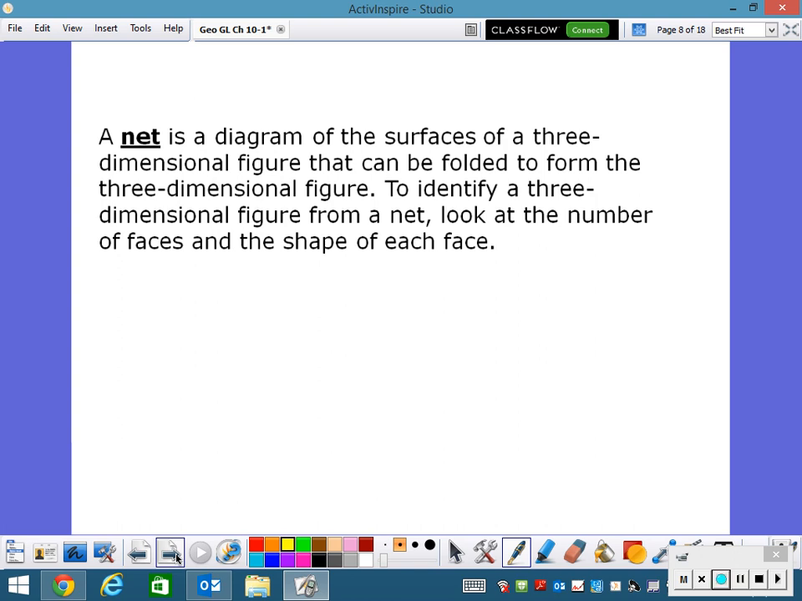Okay. A net is like if you take a shape, and you know how like you're supposed to, nobody does.